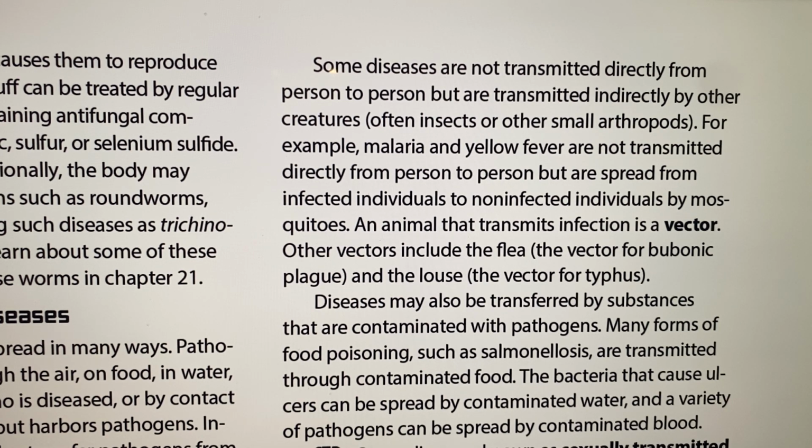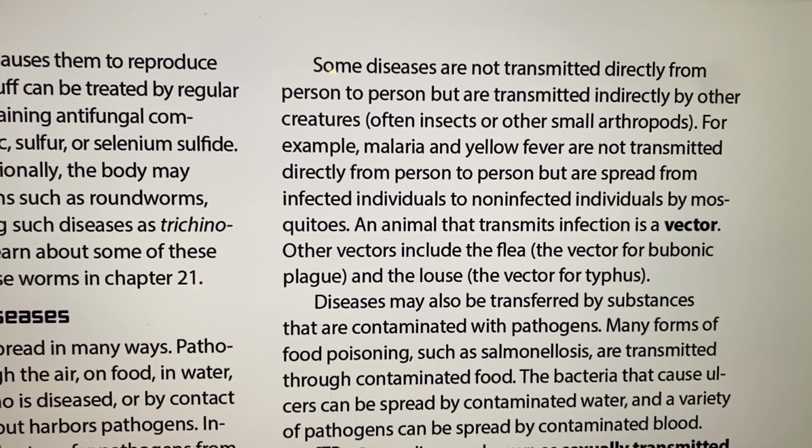And there was a lice vector for typhus at one time. Contaminated food, like food poisoning, salmonella, you can actually get that from not wiping off the table very well. Like say you're making meat, fish or something, and then you don't wipe off the cutting board, maybe cut vegetables on it too and eat the vegetables. You can get food poisoning, salmonella.